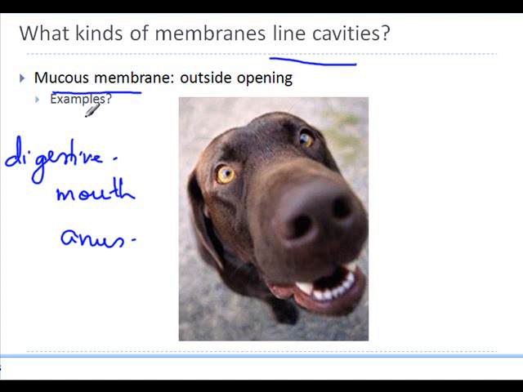A mucous membrane is a very sticky fluid, and this sticky fluid has the tendency to trap dust, fungal spores, and different particles. It's a good immune mechanism to have a mucous membrane. Looking at this picture, you can see that another cavity that would have mucous membrane would be the nasal passage.